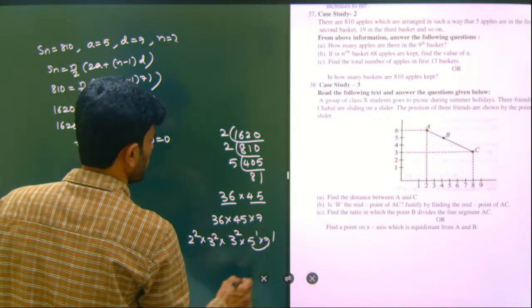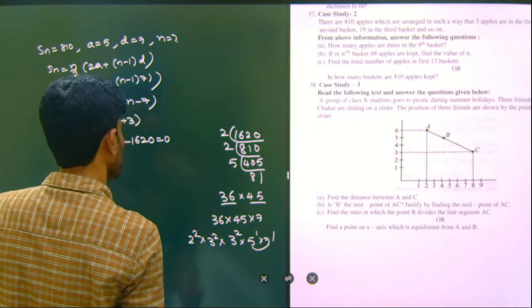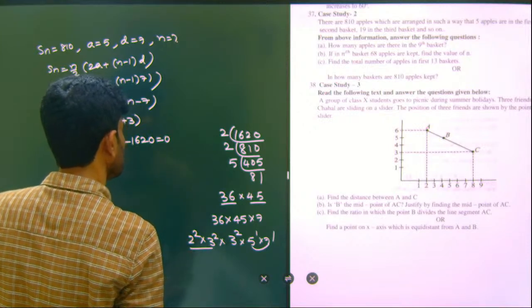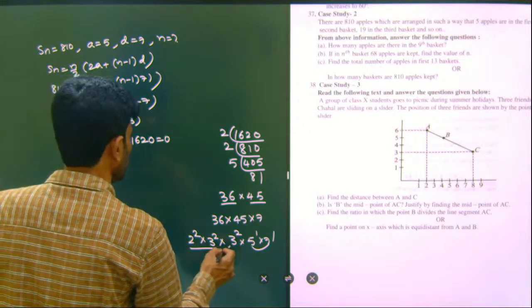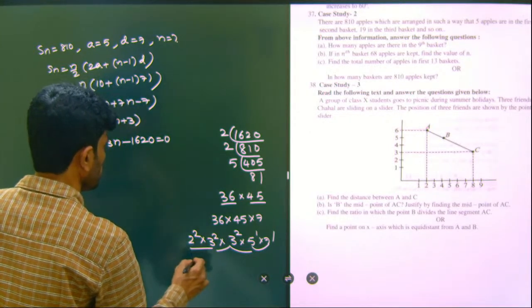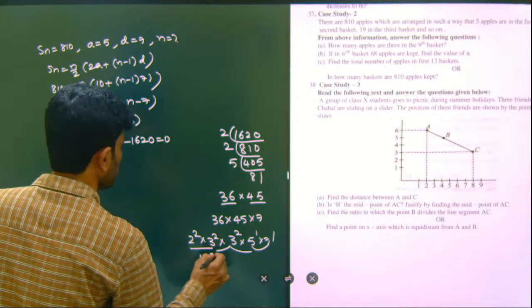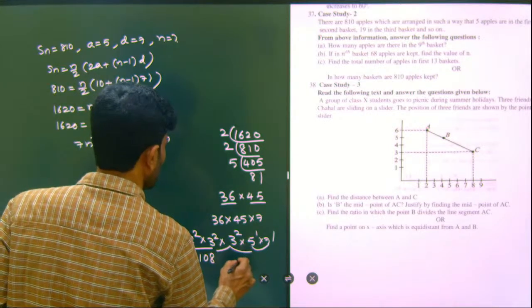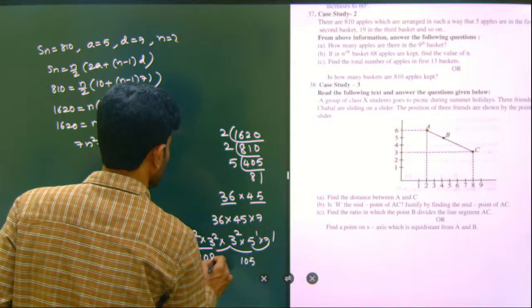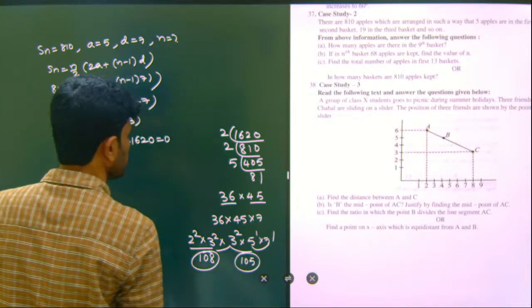This is 35, this is 36. Here 1, 3, here 1, 3. 36 into 3, 108 here. 35 into 3, 105 here. Yes, one factor is 108, another factor is 105.